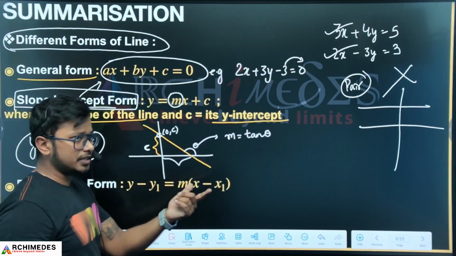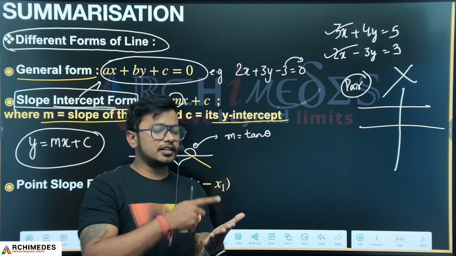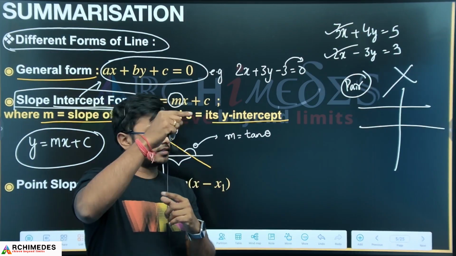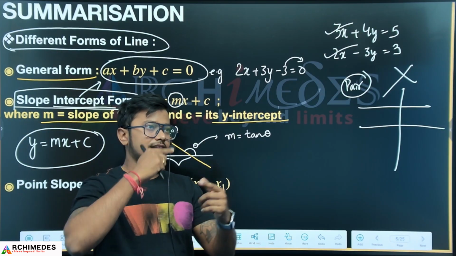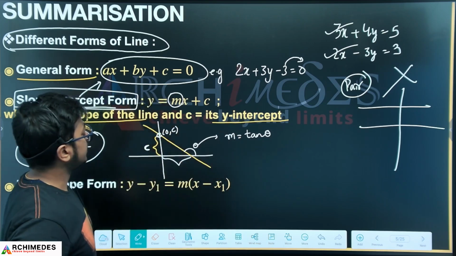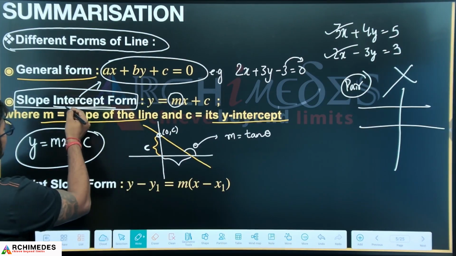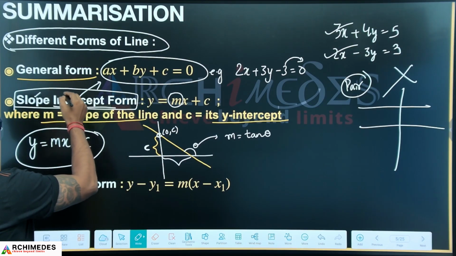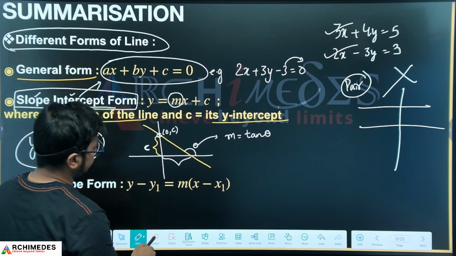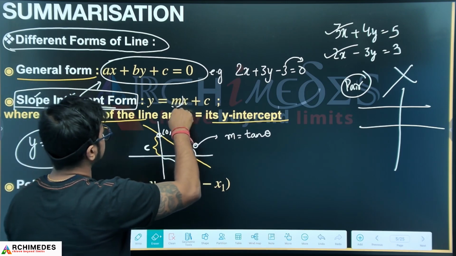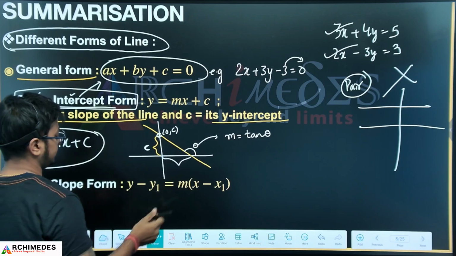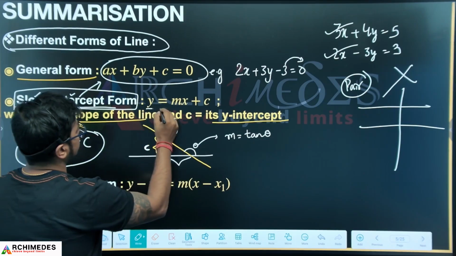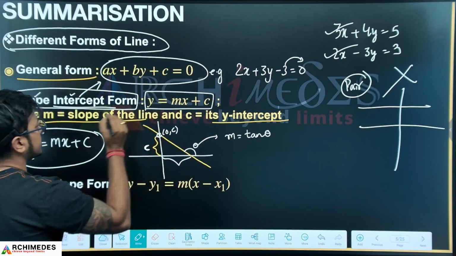If it is the y-intercept, the distance between the point where the line cuts the y-axis and the origin is known as the intercept. Am I clear? So here is the slope intercept form. The name itself has slope and intercept. But remember that the intercept here means the y-intercept, not the x-intercept. Any doubt? So next, you just remember this form.